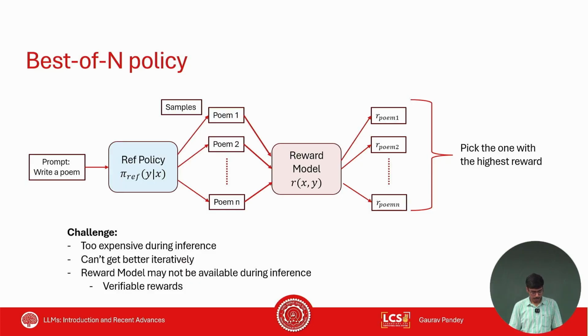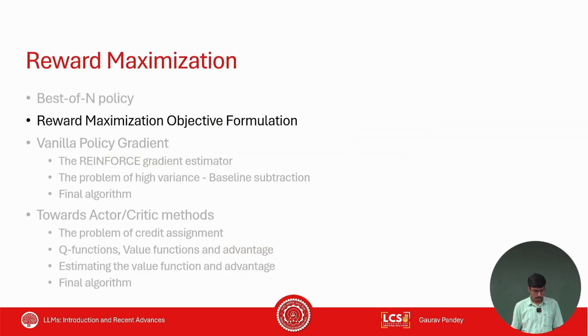So then you cannot do this during inference time. You cannot basically use the best-of-n policy during inference time, because you will not have a reward model. So we will look at the reward maximization objective, which probably is more interesting and which is what people use. We'll try to frame this objective first, and then we will look at 2 algorithms to maximize this objective.